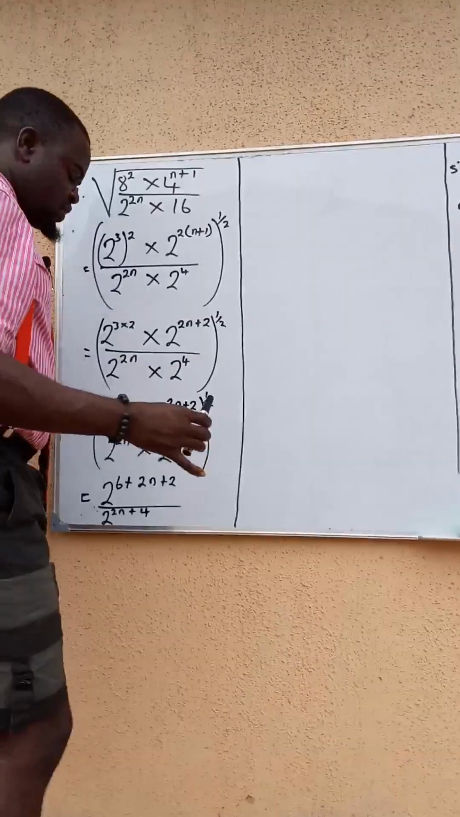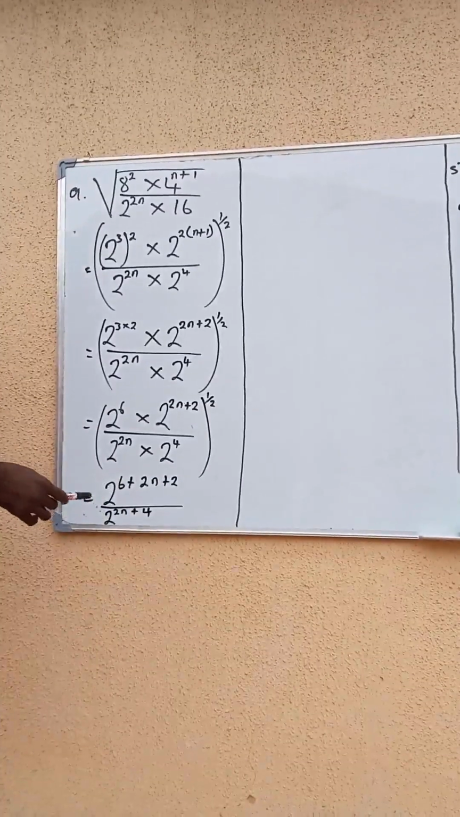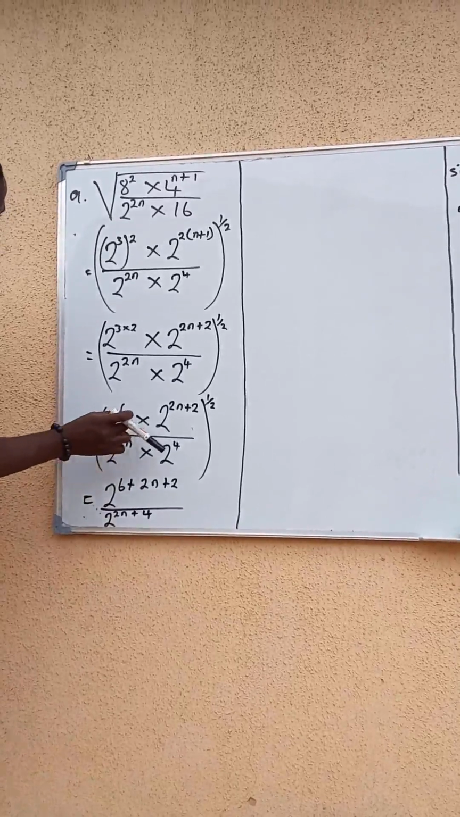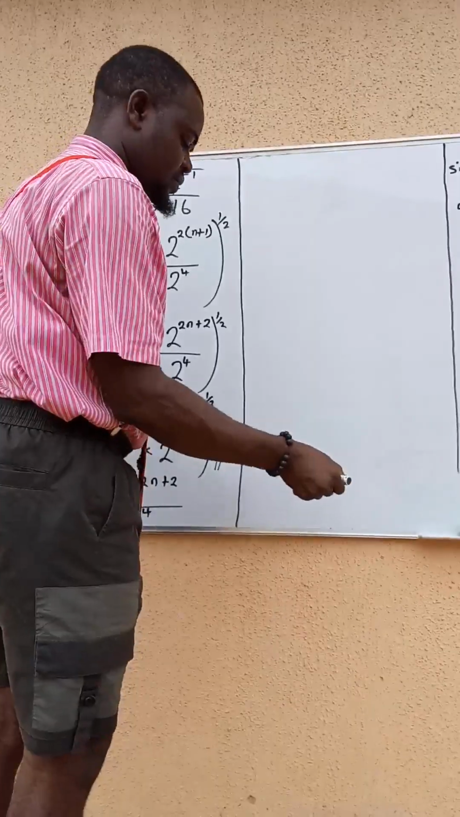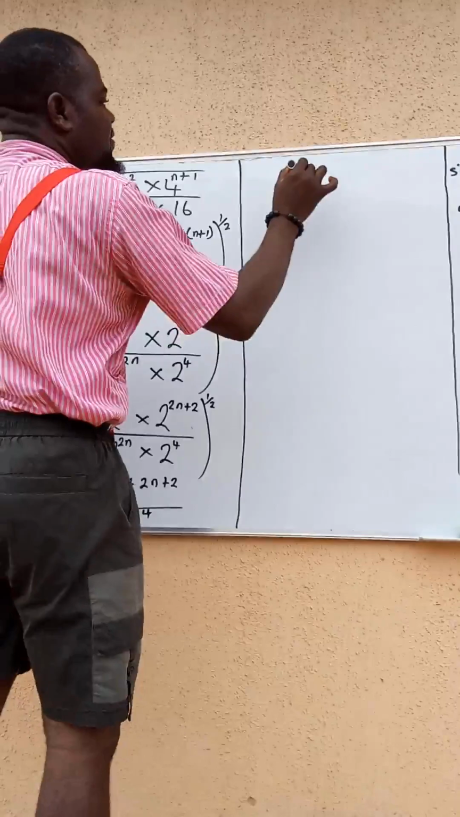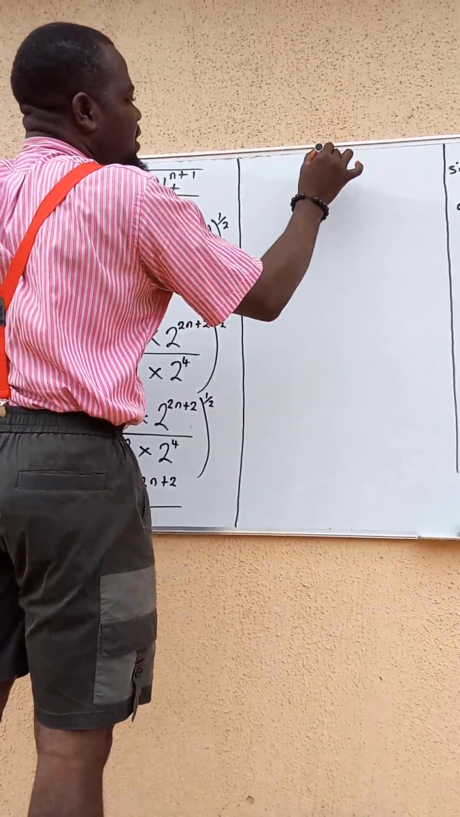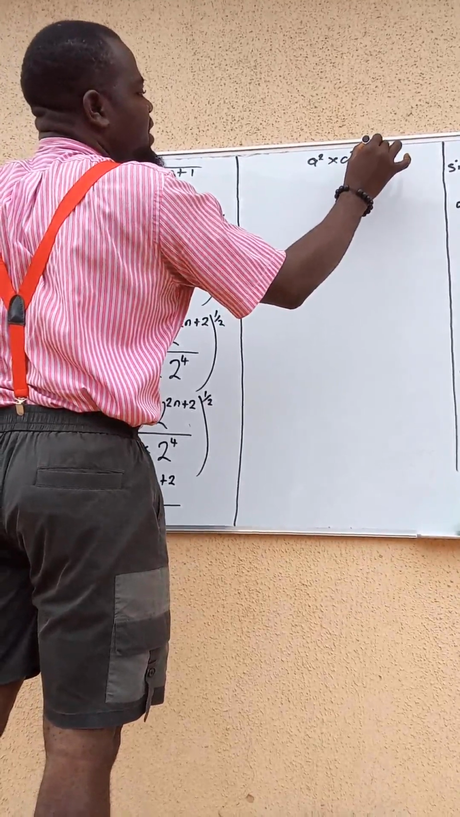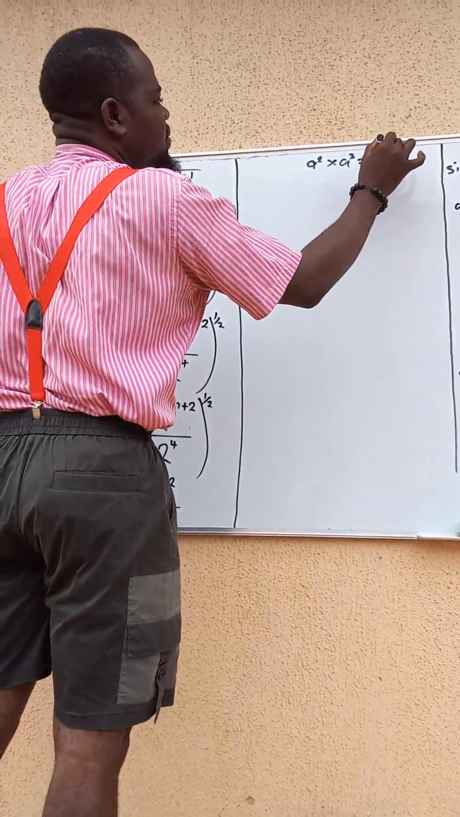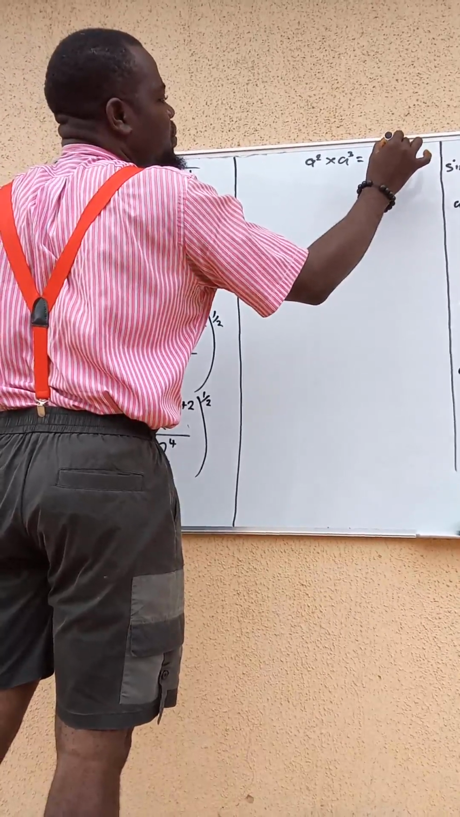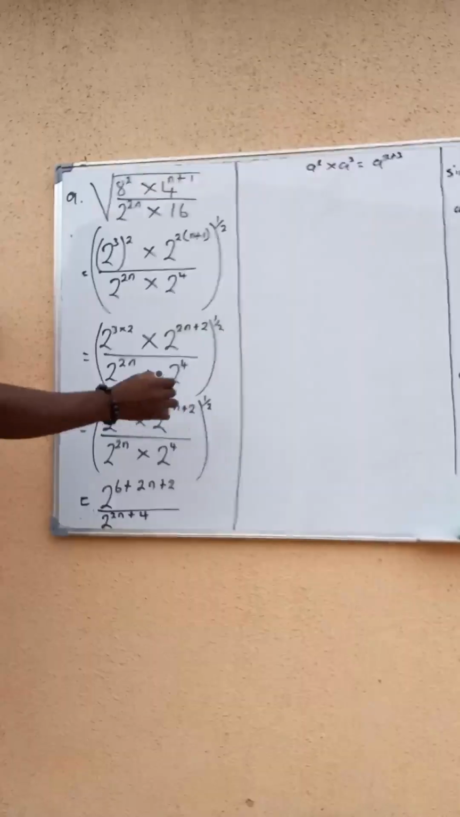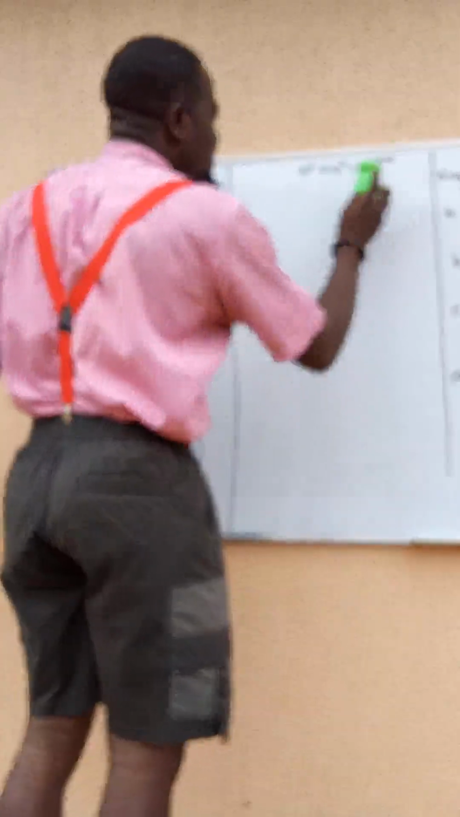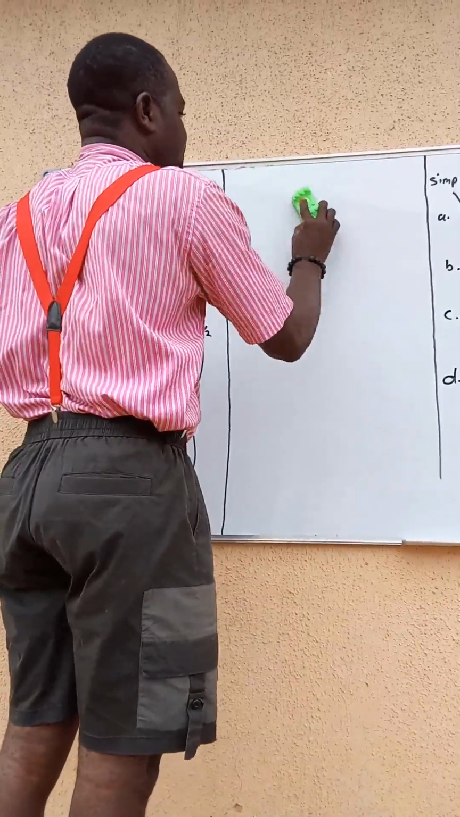We said something here before, right? That when we have a raised to the power of 2 times a raised to the power of 3, it is the same thing as a raised to the power of 2 plus 3. So that is what I did here. It's multiplication, so I have to add the powers since they have the same base.